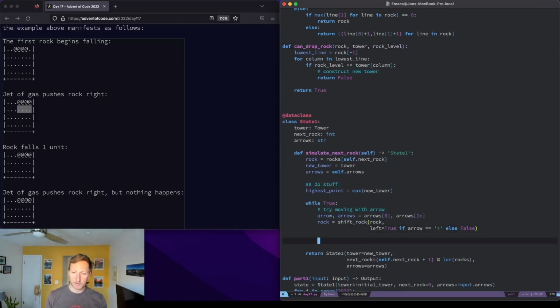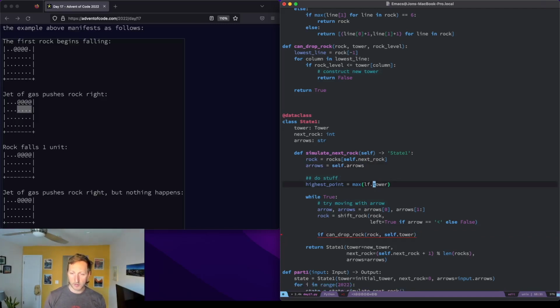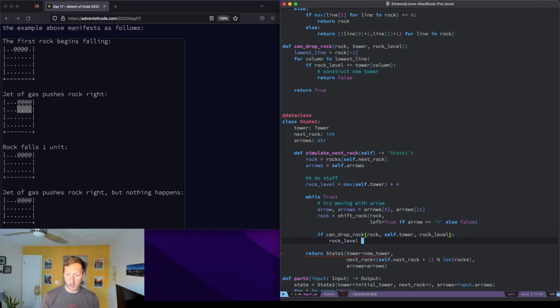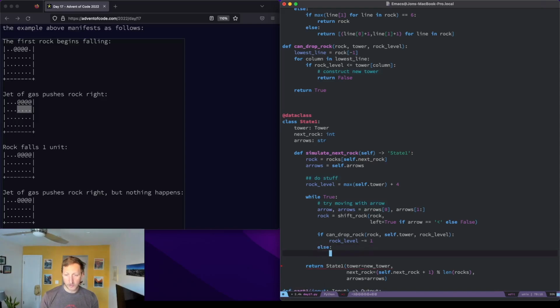Try moving with the arrow here, and then we say if can drop rock, self.tower. And I guess the highest point is going to be the rock level, which starts at the max of the tower plus 4. Rock level minus equals 1. Else, this is where we stop. So then we add everything up.